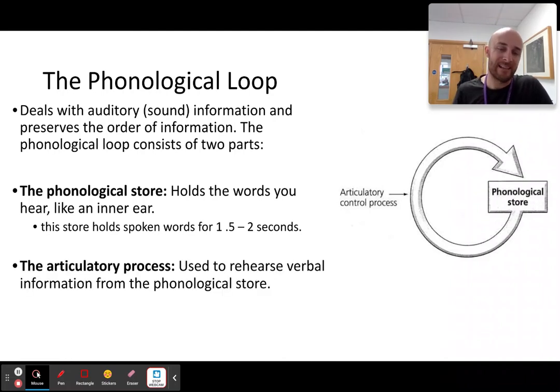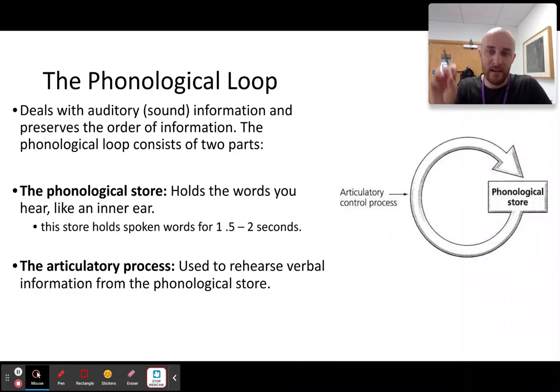On the other hand, the articulatory process, and you can kind of see its point just here, is used to rehearse verbal information from the phonological store. So if you hear something, your store holds it. The articulatory process can then repeat it to kind of refresh it almost, right?